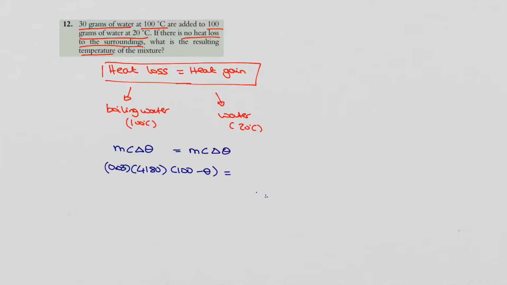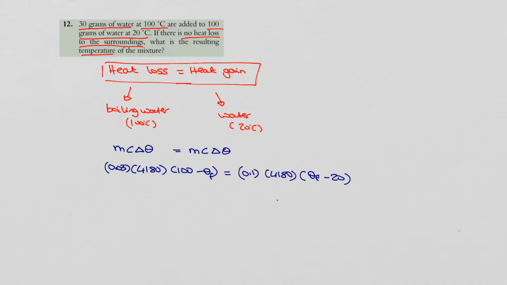Now that must be equal to the heat gained. So the heat gained is the water that it was put into, which was 100 grams of water. And again, if we have 100 grams, we need to change that to kilograms, which is 0.1 times the specific heat capacity of water. Well, that's still 4,180 times the change in temperature. So this time it's going to increase in temperature. We don't know what the final temperature is, but it's going to be higher than 20 degrees. So of course it has to be the final temperature minus 20. Make sure that we have that the right way around.